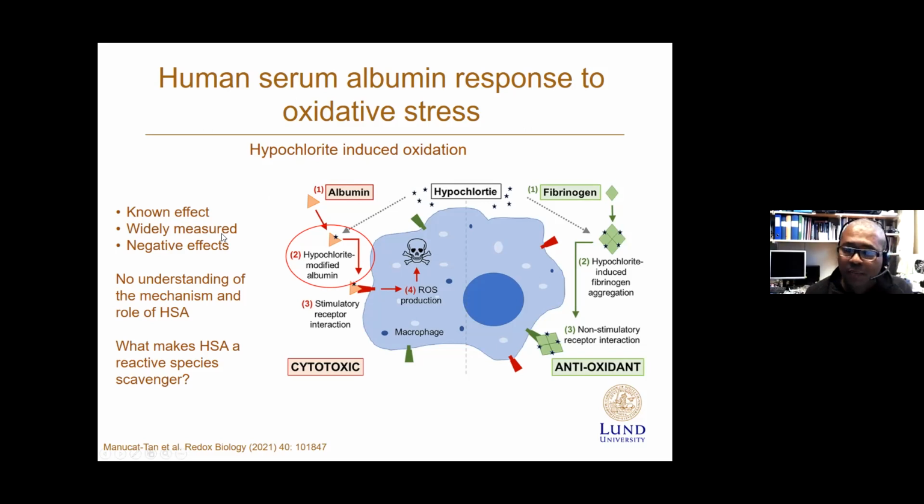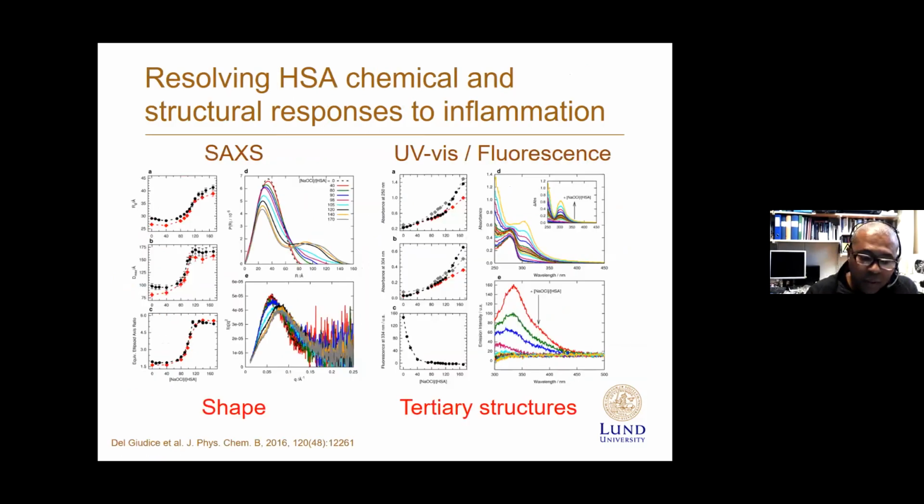So as I summarized to the side here, this is a known effect. It has been widely measured by individual techniques, so there have been ways to identify and quantitate these oxidative stresses, and the negative effects, as I say, are very well known. But there is no understanding of the mechanism and the role of the albumin, and in this case, we're interested in the human serum albumin. And interestingly, also, what makes human serum albumin a reactive species scavenger? So what we set out to do, and that is really the work of Alessandra Del Guidice, now in Rome.